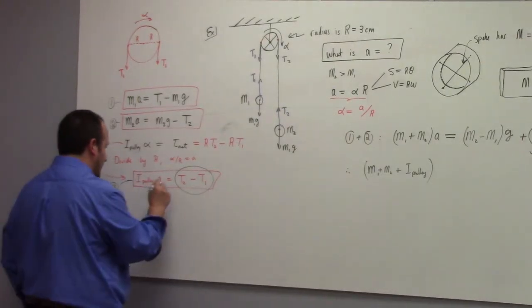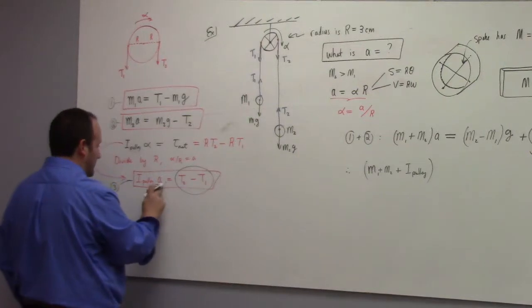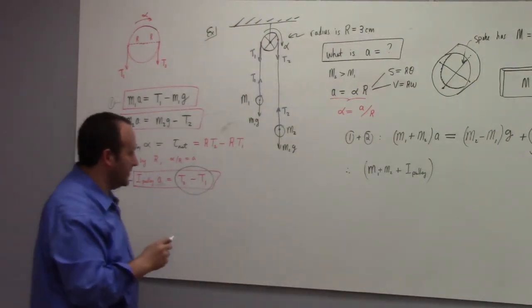Ah, so it's right here. I'll do it in blue. I think you're right. I think that should be A over R squared.